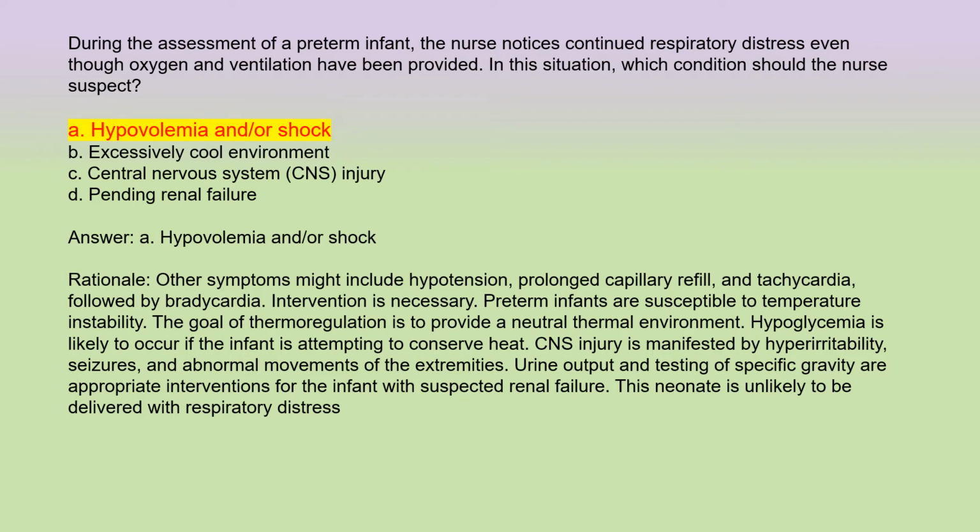Answer: A. Hypovolemia and/or shock. Rationale. Other symptoms might include hypotension, prolonged capillary refill, and tachycardia, followed by bradycardia. Intervention is necessary. Preterm infants are susceptible to temperature instability. The goal of thermoregulation is to provide a neutral thermal environment. Hypoglycemia is likely to occur if the infant is attempting to conserve heat.